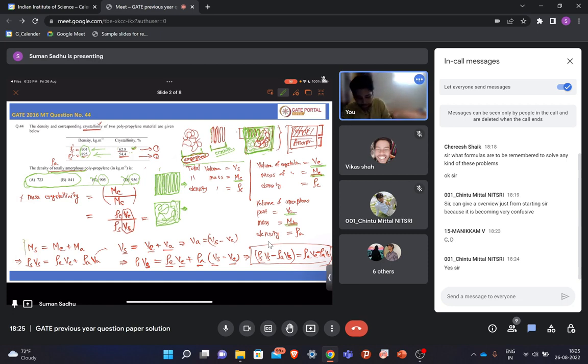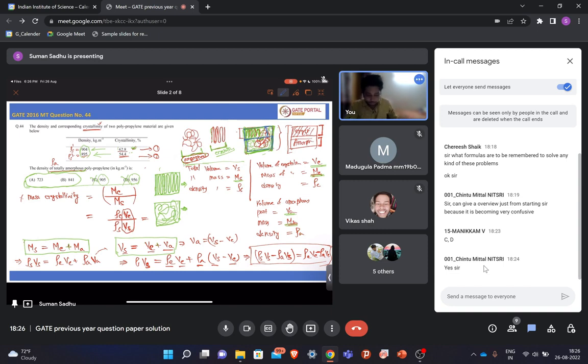Now you can write the total mass as Ms is equal to Mc plus Ma, right? It is okay up to this? Yes, sir. Okay. And also we can write the total volume as Vc, the volume of the crystalline part, plus Va, the volume of the amorphous part. That means the total volume of this block we can write as the summation of the crystalline part and the other part, the amorphous part.